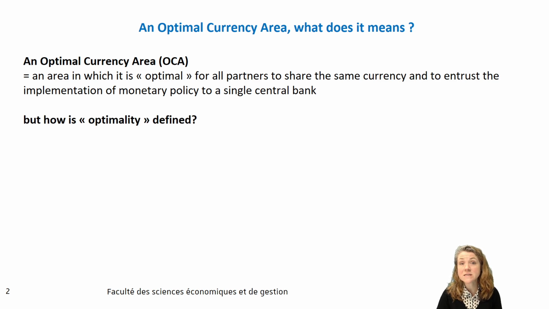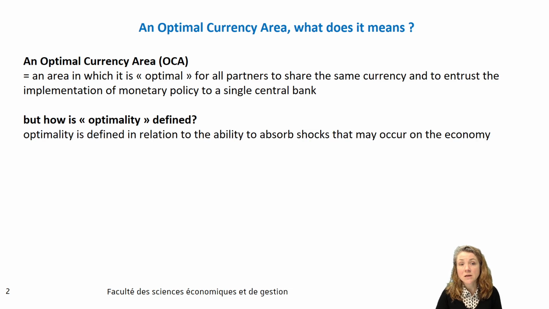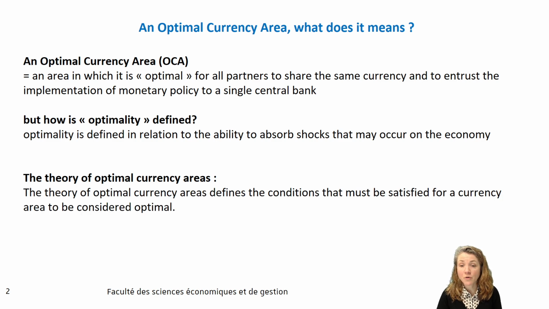But what is optimality? How could optimality be defined? Optimality is related to the ability to stabilize, to absorb, to cushion the effect of a shock, an economic shock, a financial shock, a pandemic shock, a shock which could occur on the economy. The objective of the theory of optimal currency area is to define some conditions to verify, to be sure that a currency union is really an optimal currency area.